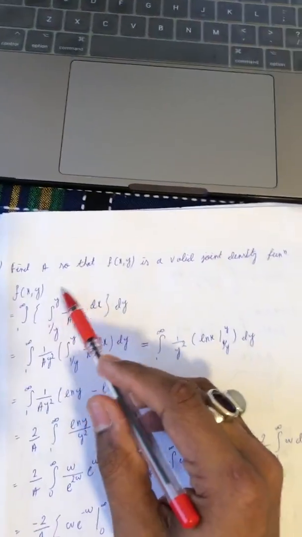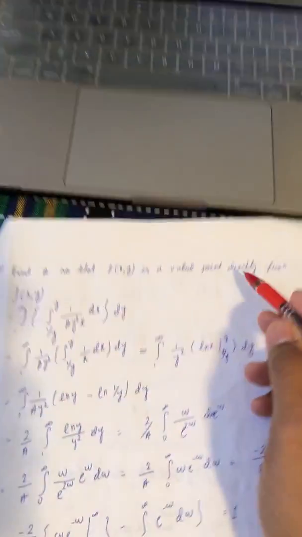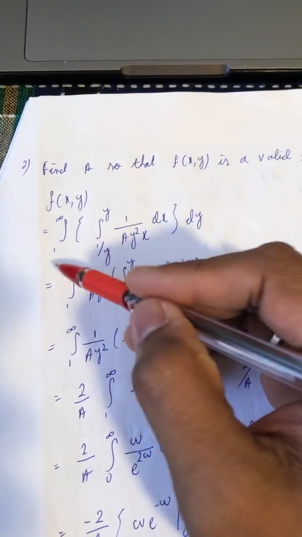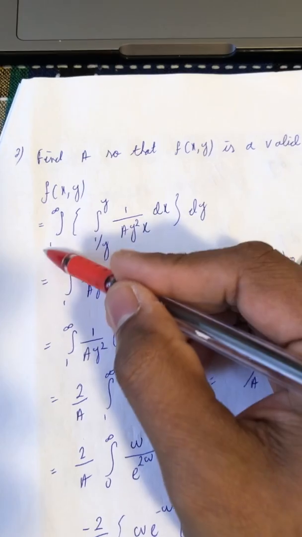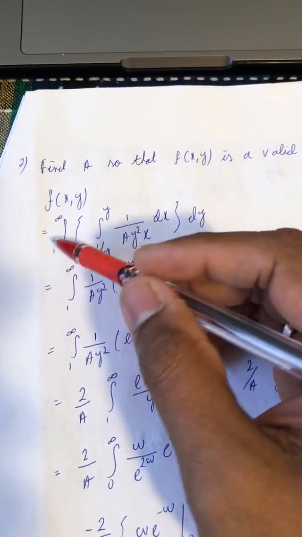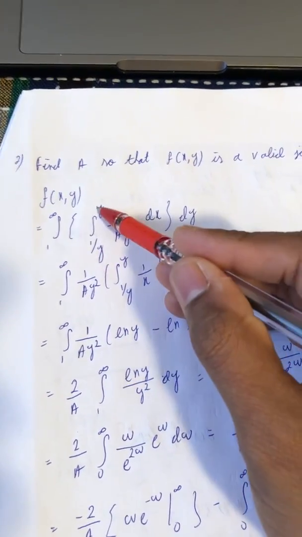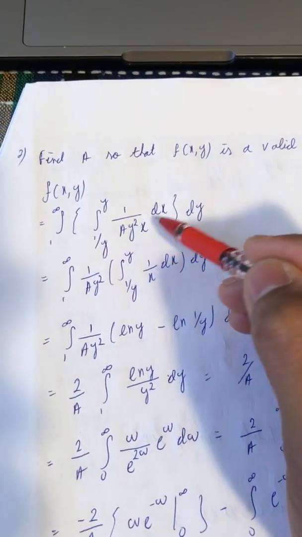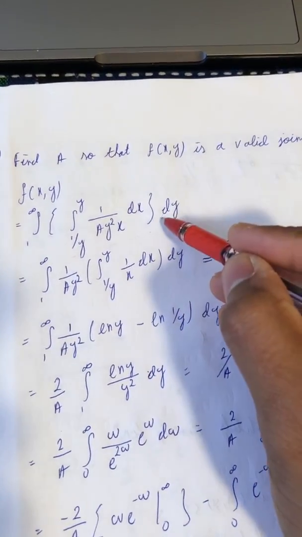Second part, we have to find the value of a so that f of x, y is a valid joint density function. To find it, we can write the formula: the integral of f of x, y from 1 to infinity, because the y value is greater than or equal to 1, and the x value is in between 1 by y and y. So the integration from 1 by y to y of 1 by a y square x dx dy. First we have to solve for x, then we solve for the value of y.